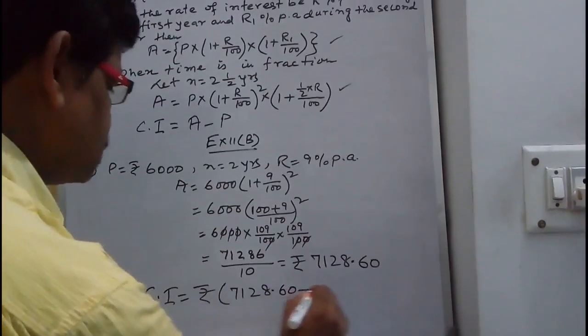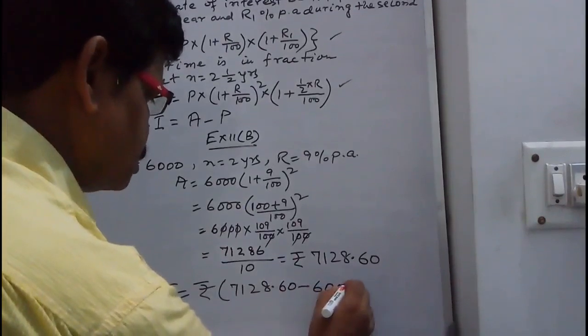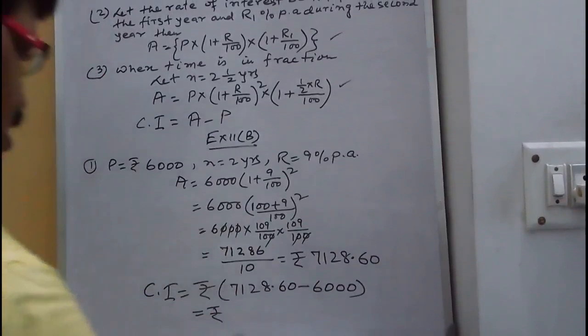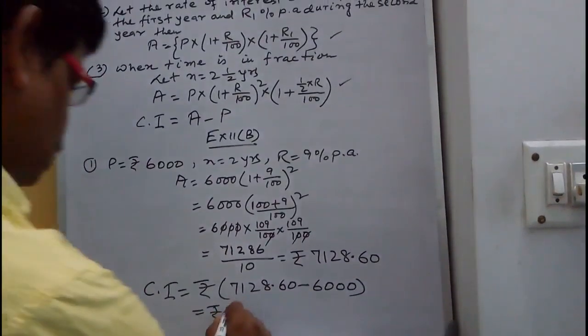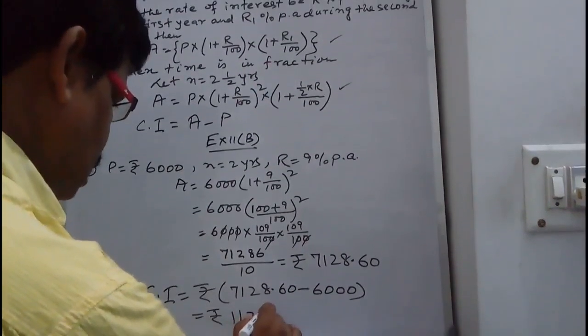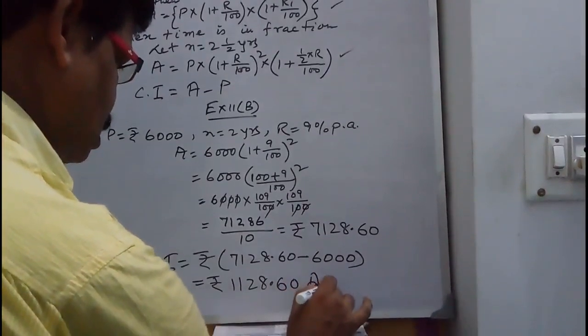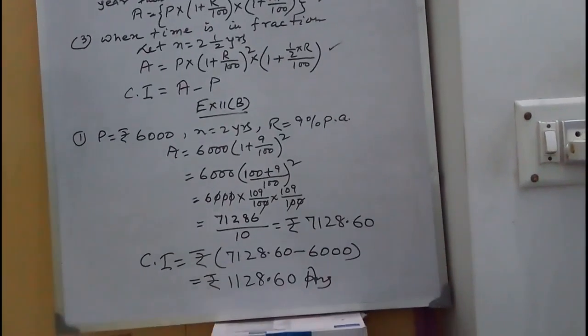7128.60 minus 6,000. Now subtract it. That is equal to 1128.60. So this one is the answer.